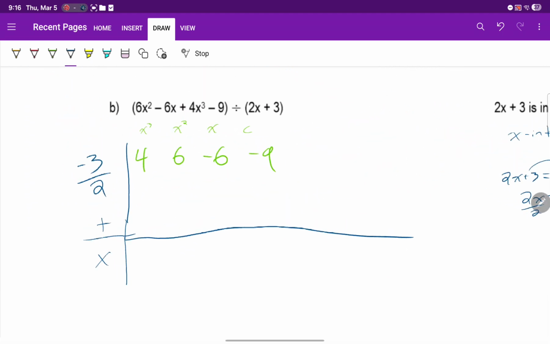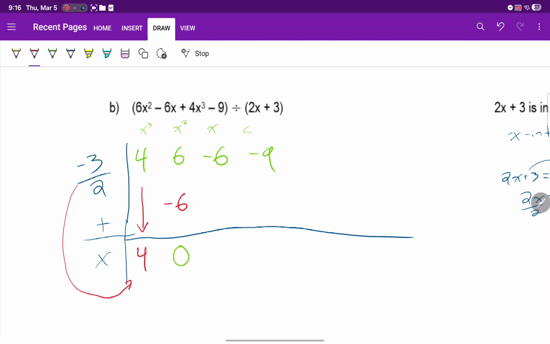First step, always the same. I'm going to bring this number, I'm going to drop it down. I put a 4 here. Once I do that, I'm going to multiply. Okay. Now, when I multiply here, I get -6. Now, I'm going to add these things. When I add 6 plus -6, I get 0.